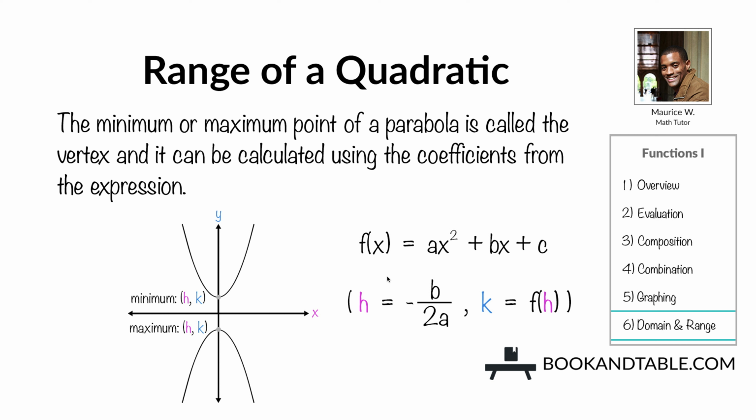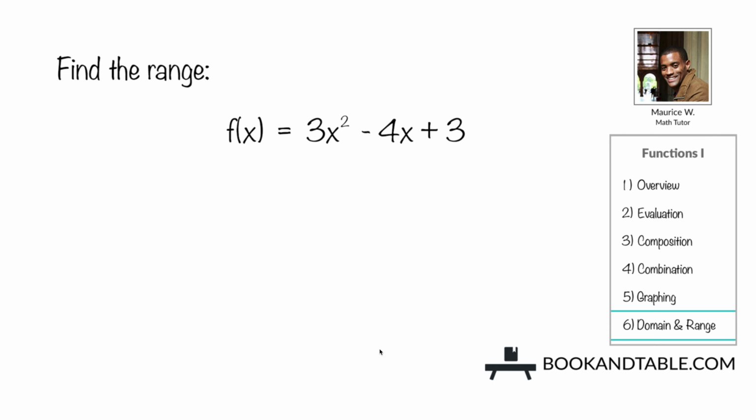That allows us to find the x-coordinate, and then we plug that value into the function, and that will allow us to find the y value at this point. So this y value k will be the low point or the high point of the parabola, and thus the range. Let's walk through an example together.